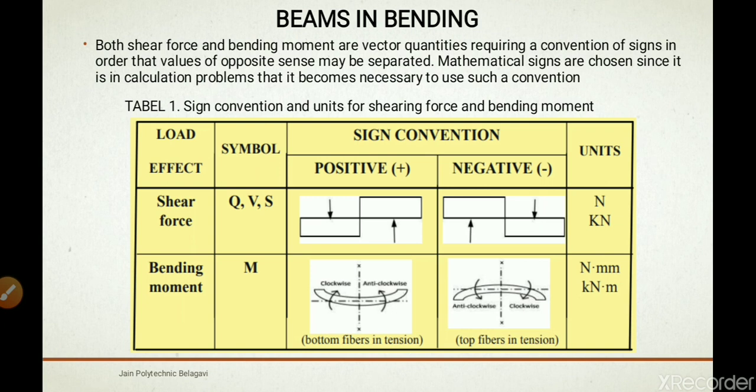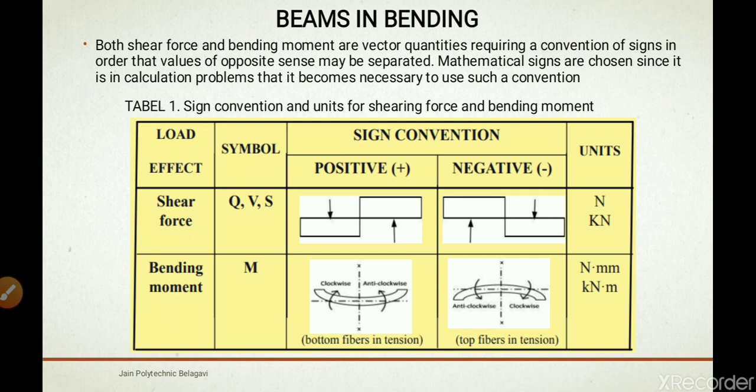So both shear force and bending moment are vector quantities requiring a sign convention of signs, in order that values of opposite sense may be separated. Mathematically, signs are chosen since it is in calculation problems that it becomes necessary to use such a convention.